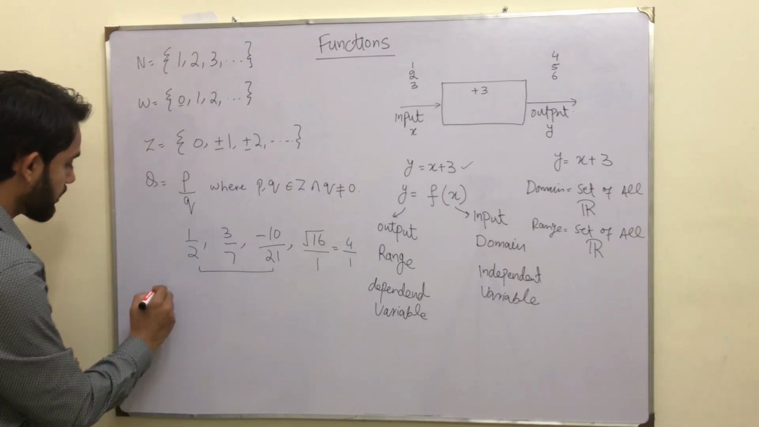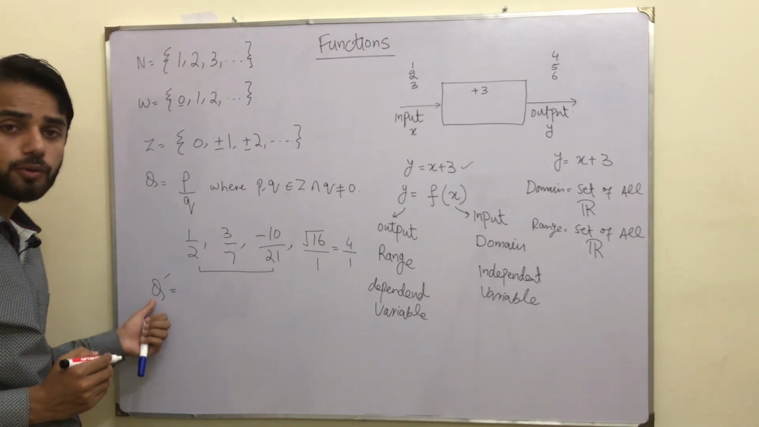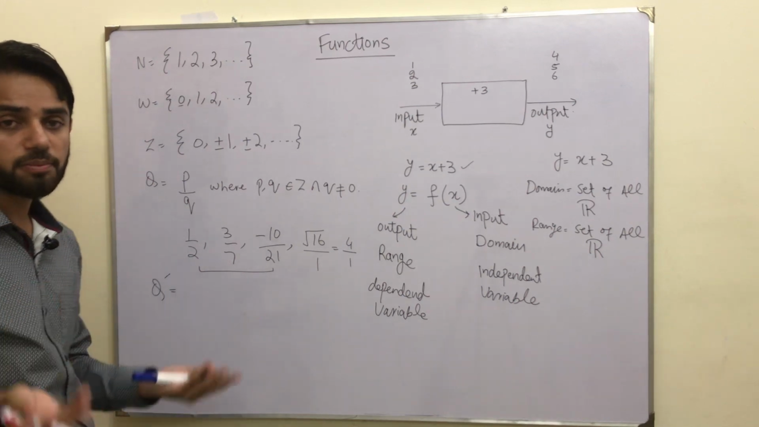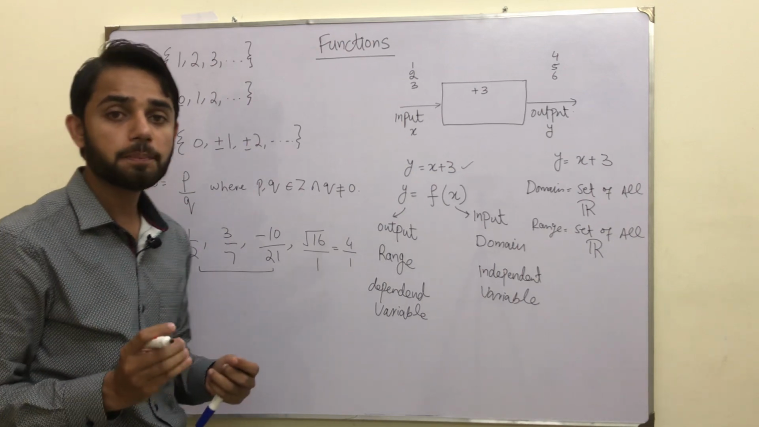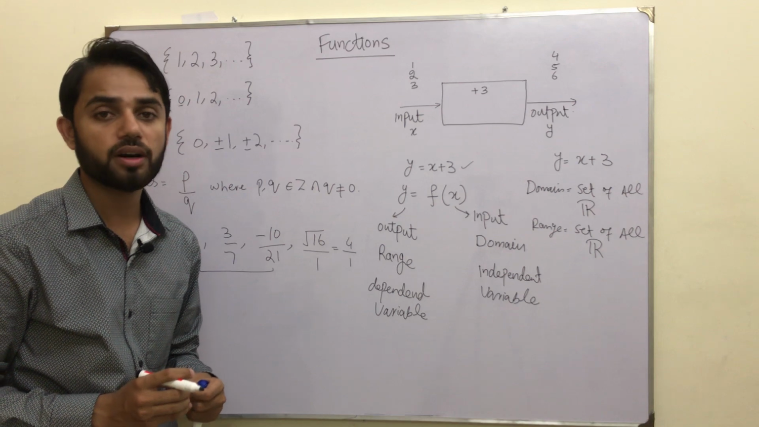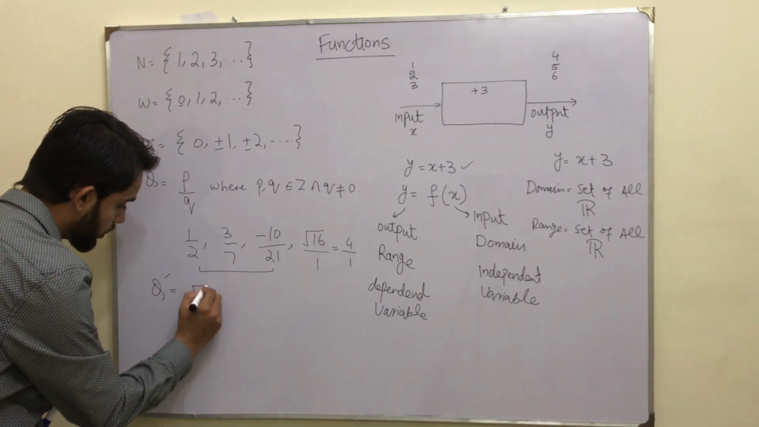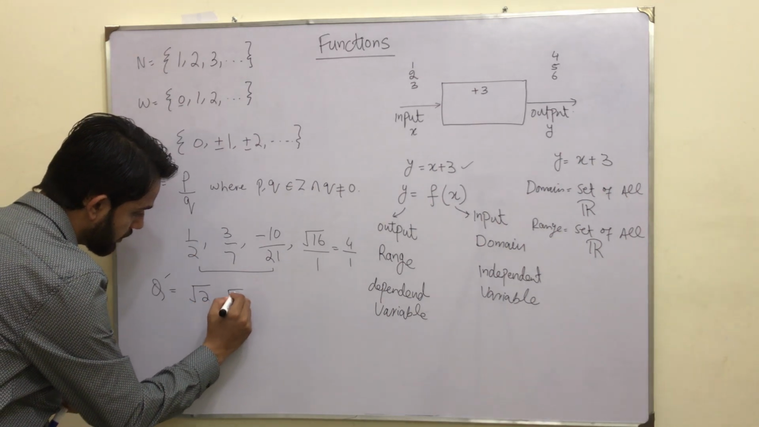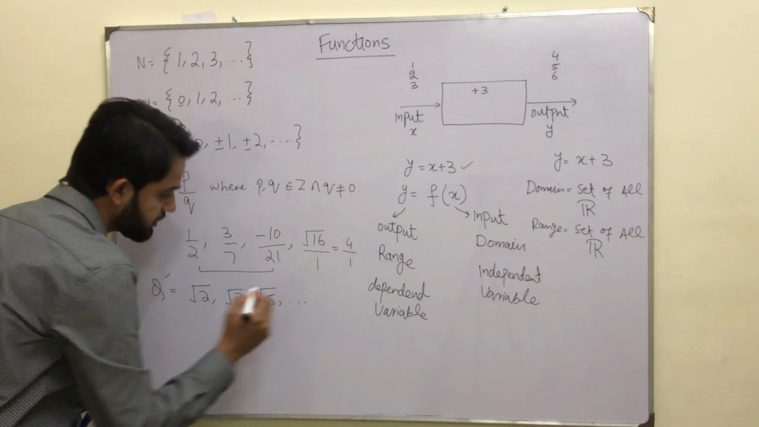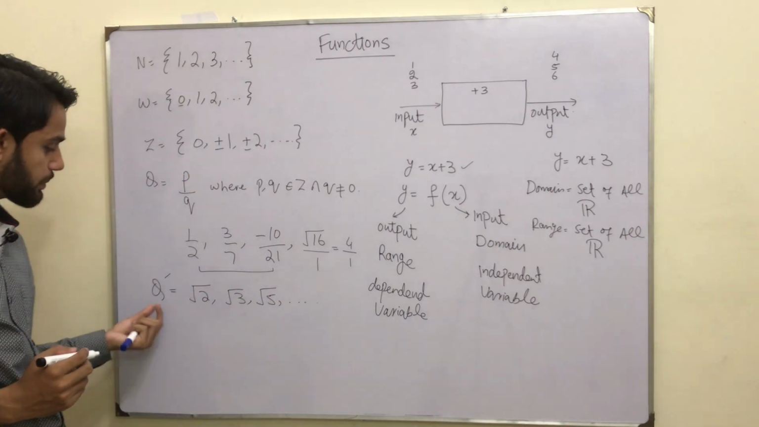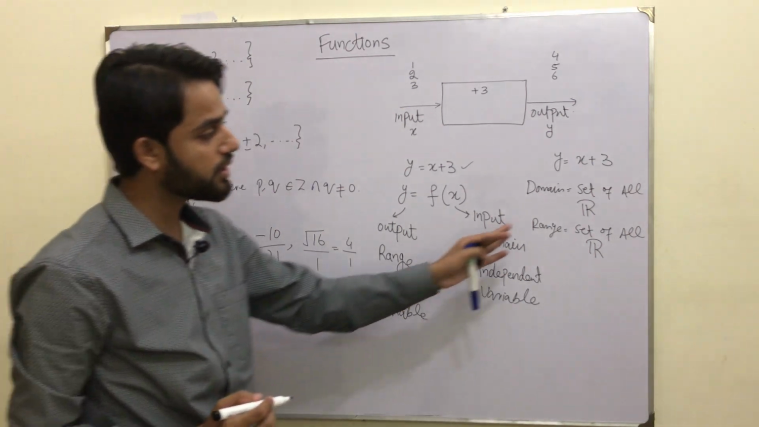So what are irrational numbers? Irrational numbers are represented with the Q prime, those numbers which cannot be written in the form of p over q. So in other words, all the prime numbers under a square root are basically examples of irrational numbers, like square root 2, square root 3, square root 5 and so on. These are all examples of irrational numbers. So we haven't reached the real numbers yet.